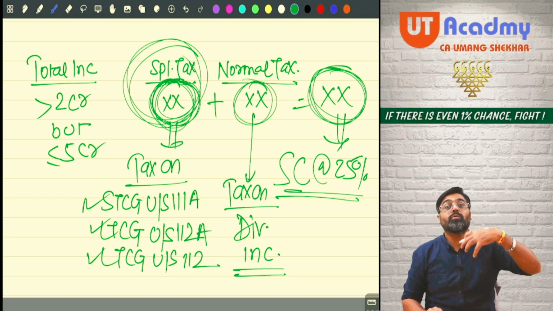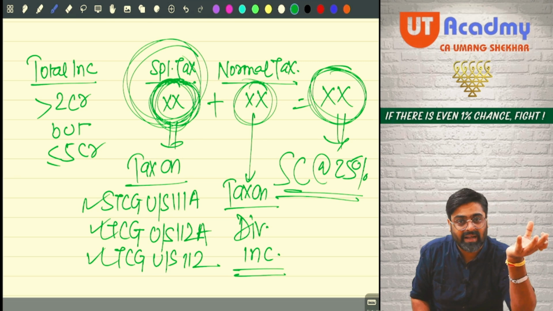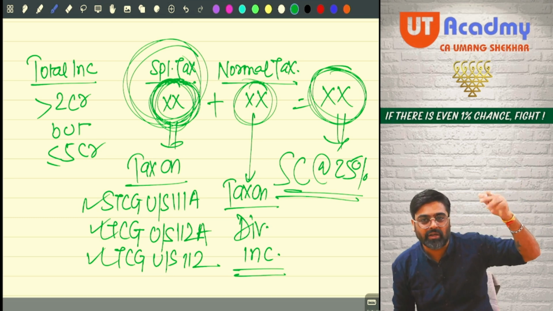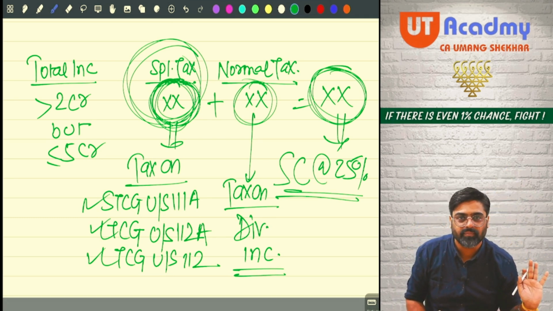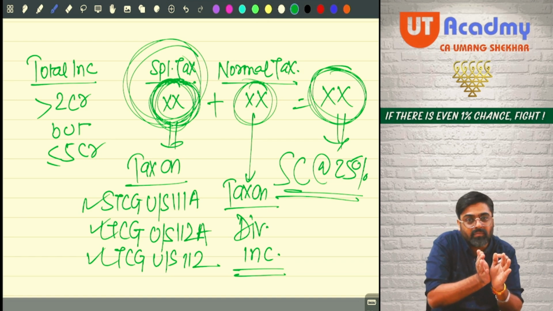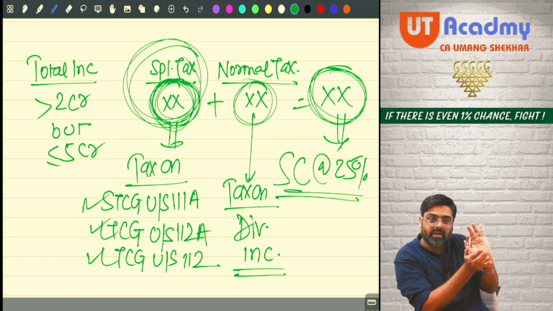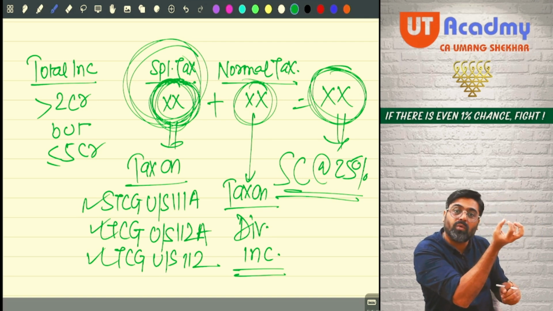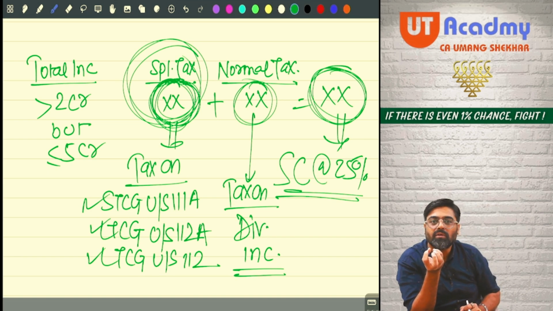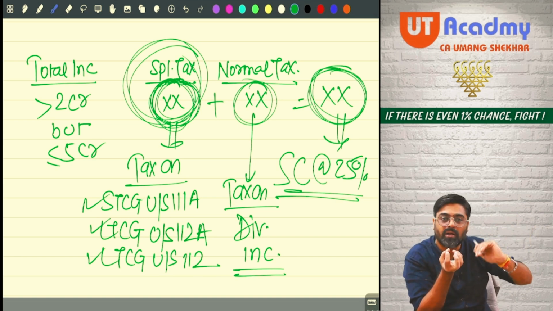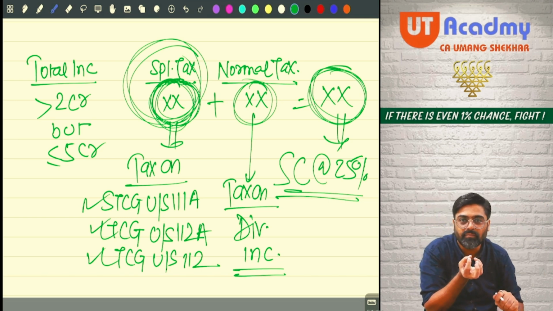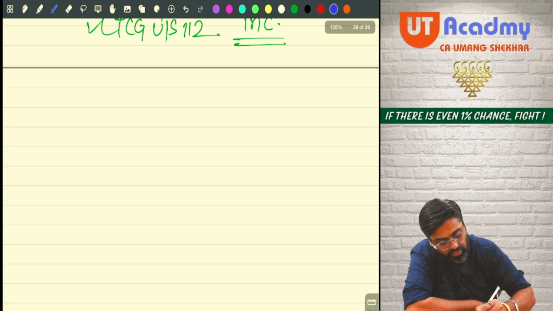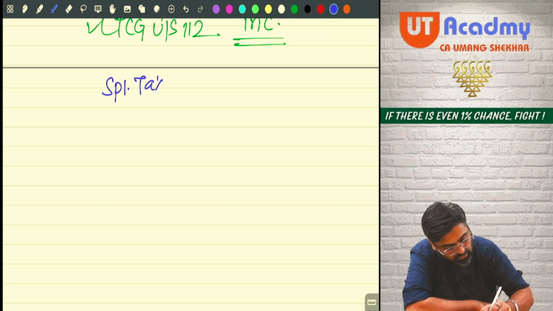Understanding? You might have earned dividend income also. By the way, dividend income is not a special income, that is a normal income covered with all other normal incomes taxable at normal rates. So on the dividend income as well as other incomes, you have calculated the normal tax. That means in the normal tax, you have calculated the tax on dividend also. Yes or no? Tax on other normal incomes plus tax on dividend income. Yes or no?